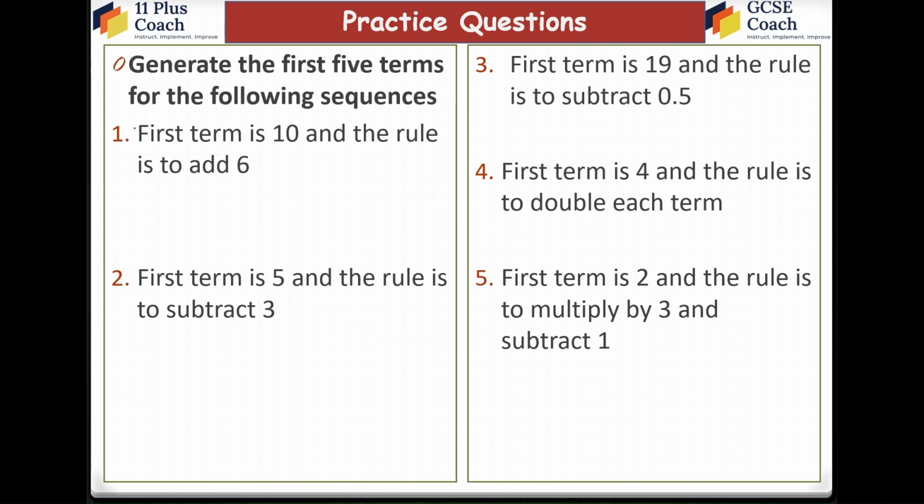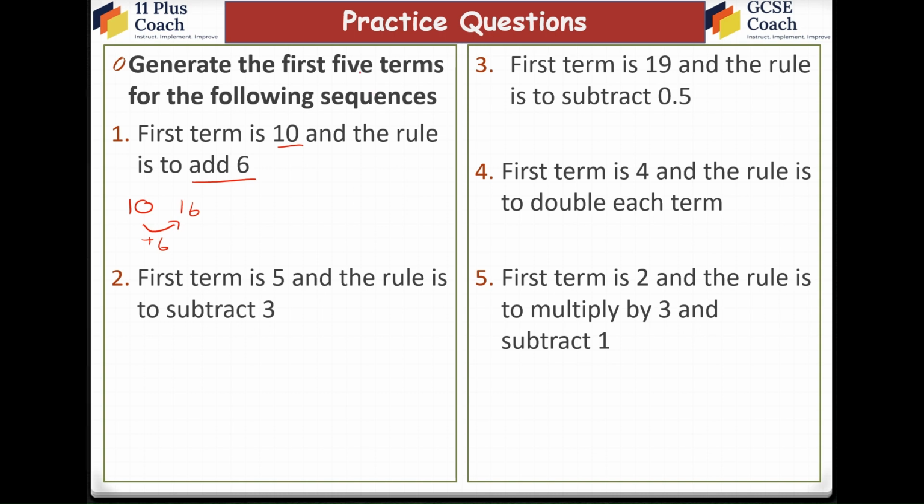Hopefully you've had a go at these questions. First term in the sequence for the first question is 10, and the rule is to add 6. So I start off my sequence with the number 10. So I know that's my first term, so I can write 10 straight away. The rule is to add 6 each time, so I'm simply adding 6. 10 plus 6 will give me 16.